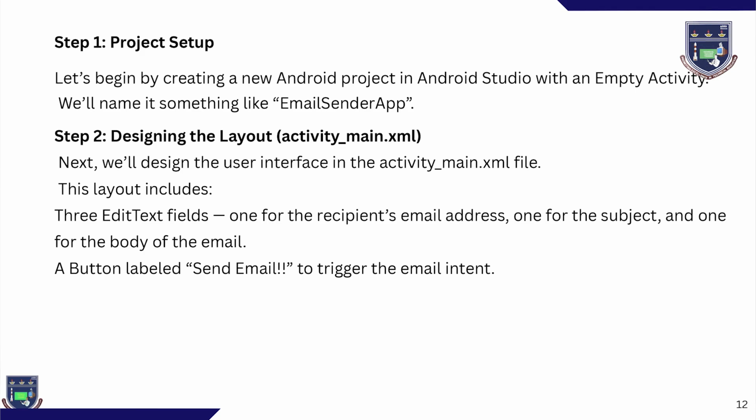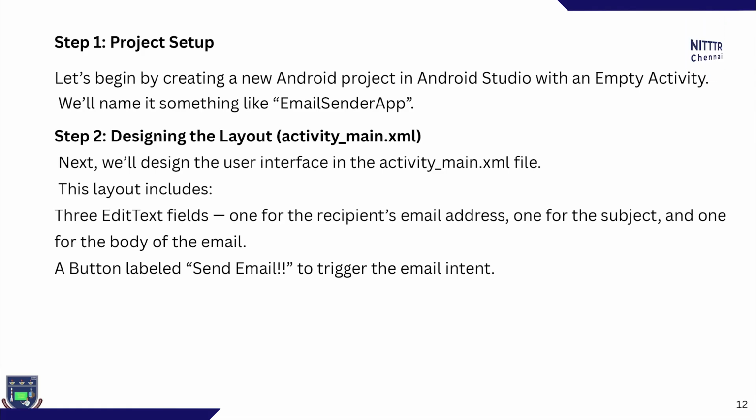Okay. So, next we will move on to step 1. This is about the project setup. Let us begin by creating a new Android project in Android Studio with an empty activity as usual. We will name it something like Email Sender Application. Then in the second step, we have to design the layout based on the activity_main.xml.